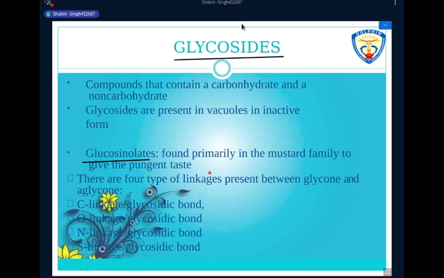So there are different types of linkage which are present between glycon and aglycon. So what is glycon? In glycoside, the carbohydrate part is known as glycon and the non-carbohydrate part of the glycoside is known as aglycon. The bond with the carbohydrate part is known as glycosidic bond. So it may be C linkage, O linkage, N linkage, or S linkage.